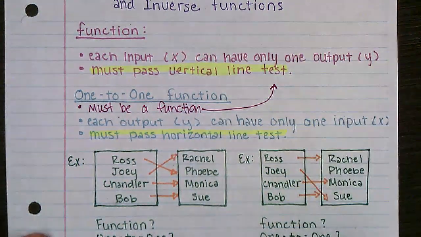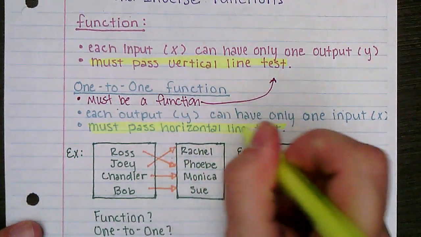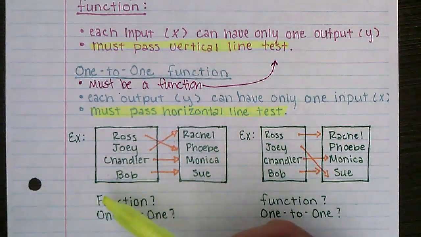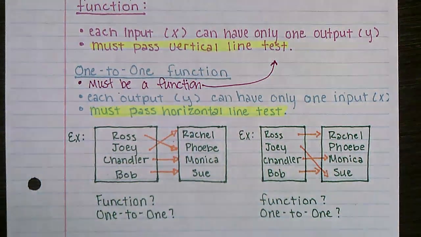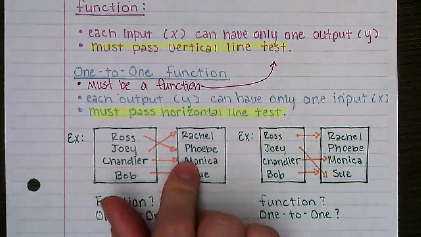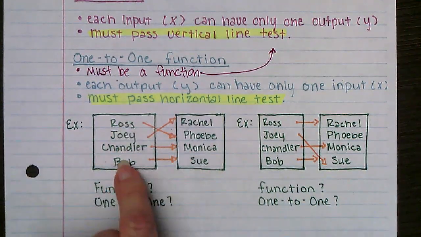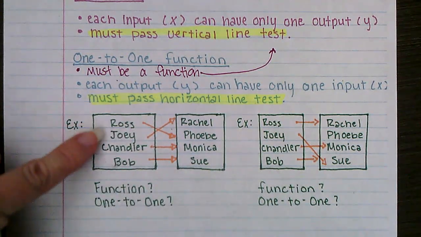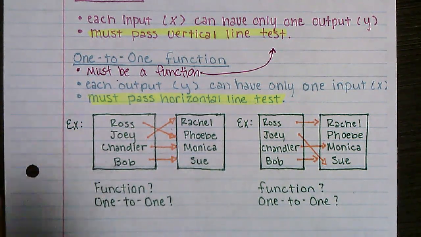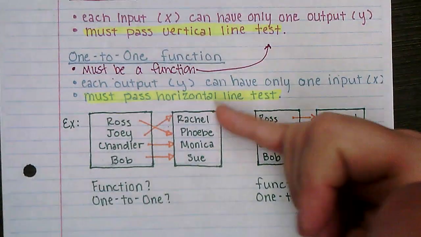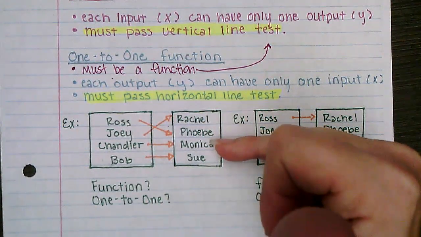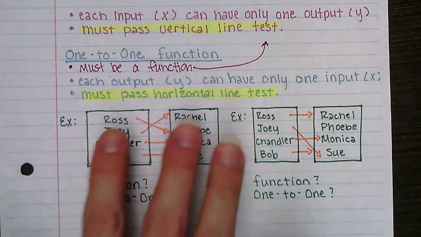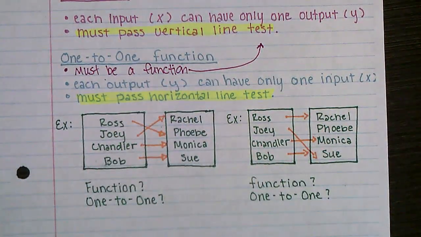So it's a lot easier to see if you have a one-to-one function by looking at the graph than it is algebraically. But let's look at these two, what we call mapping diagrams. So as you can see, we've got Ross, Joey, Chandler, and Bob, and these are our inputs, and then our outputs are Rachel, Phoebe, Monica, and Sue. So we want to see, first of all, is this a function? And then second, is it one-to-one?